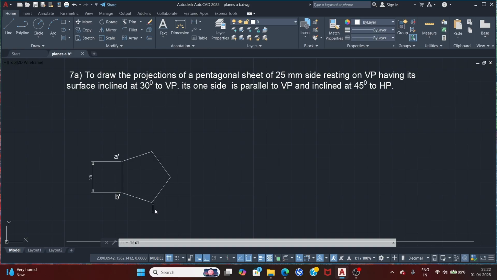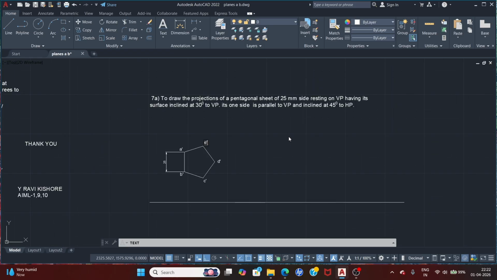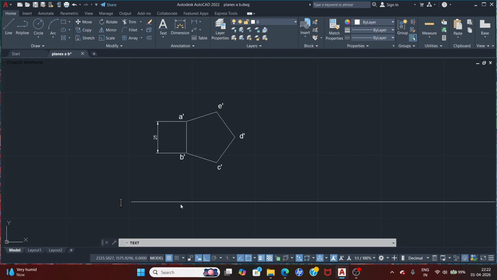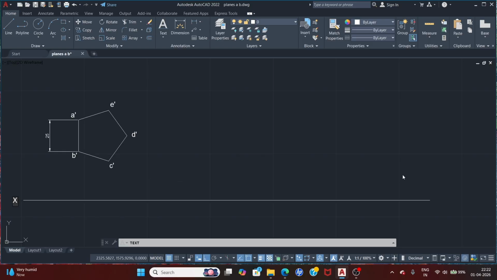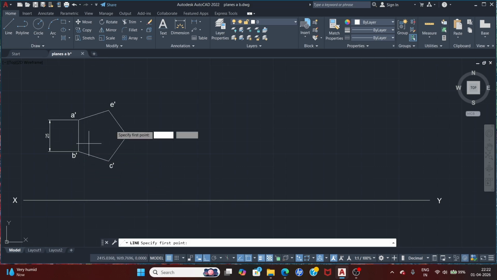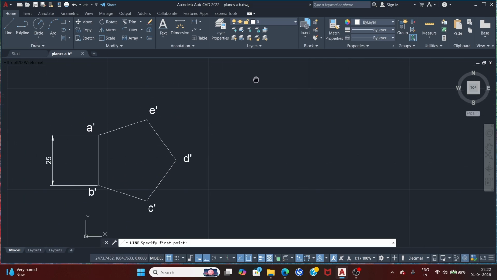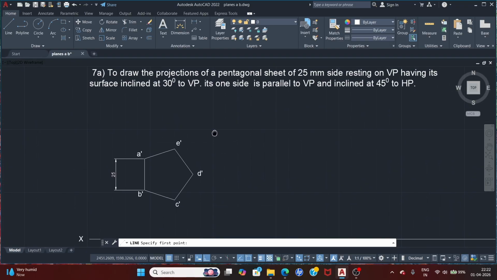We have to draw the front view diagram first. Then you need to draw the top view as a straight line. You need to draw the projection lines downwards. Here in this question, the side is resting on VP, so we have to draw the projections up to XY. That means there is no in front of VP distance. So we have to draw the projections with respect to these five corner points up to XY.